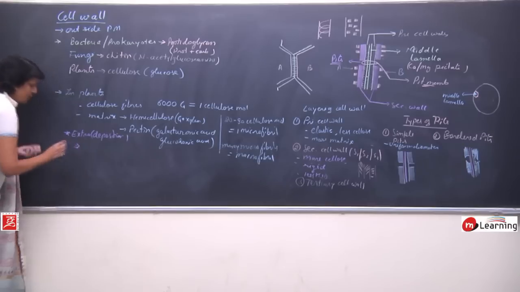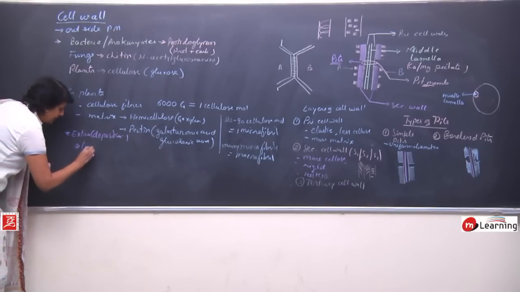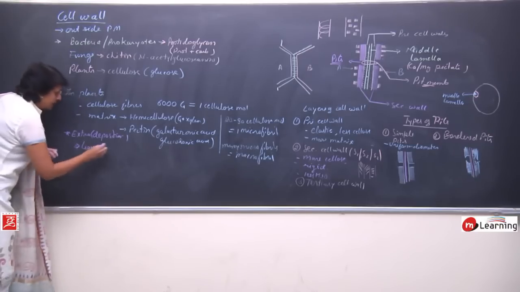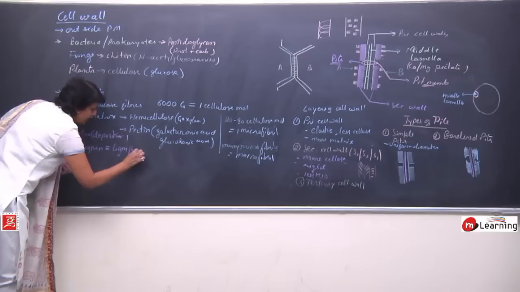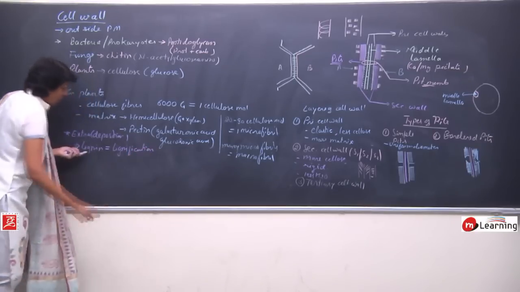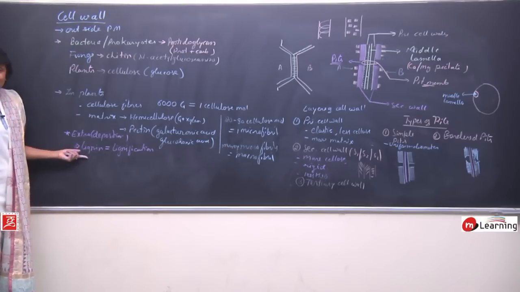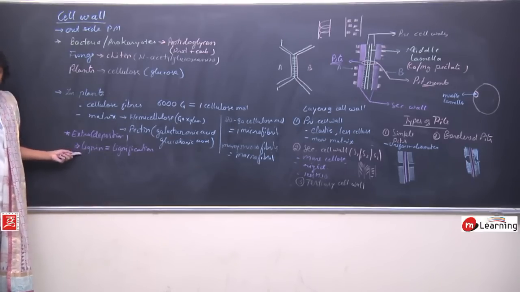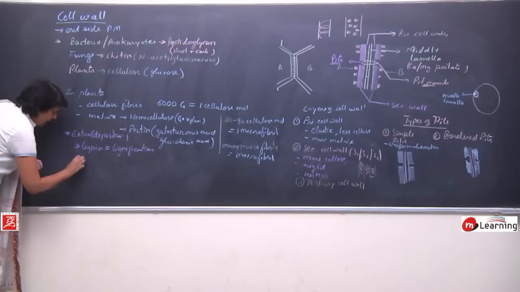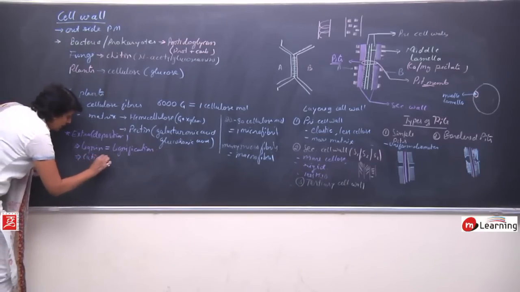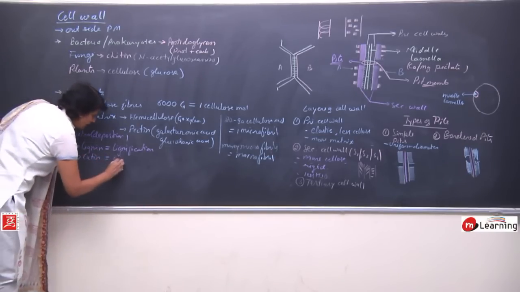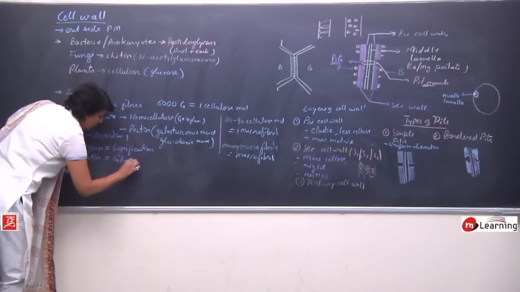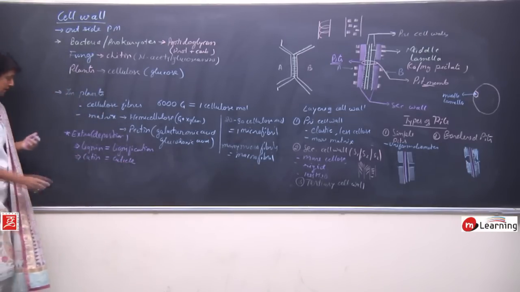What could that substance be? It could be lignin, then it is known as lignification, which is normally seen in case of tracheids, vessels, fibers. It could be cutin, which is seen in cuticle. Normally leaf upper surface or upper epidermis is covered with a cuticle. So that is cuticle. It is known as cutinization.